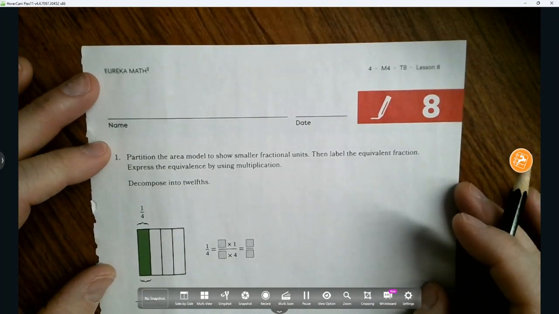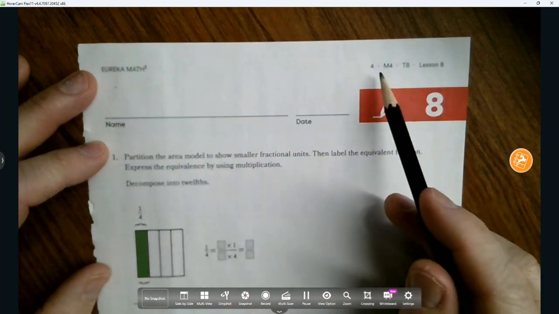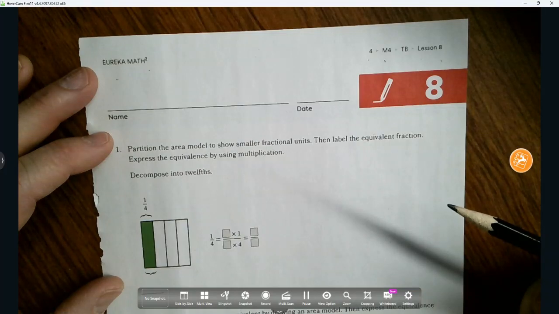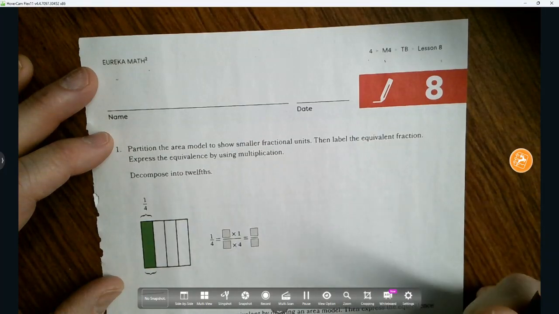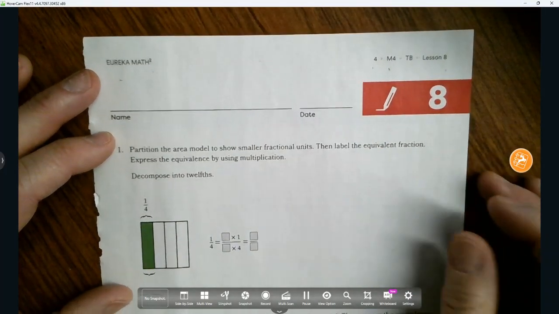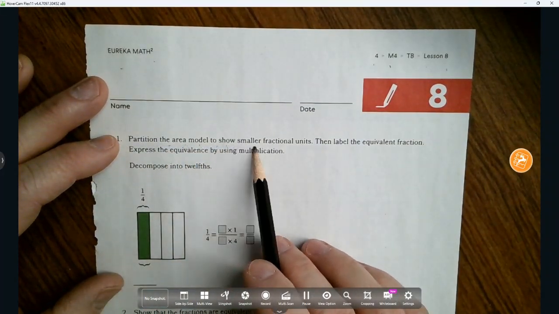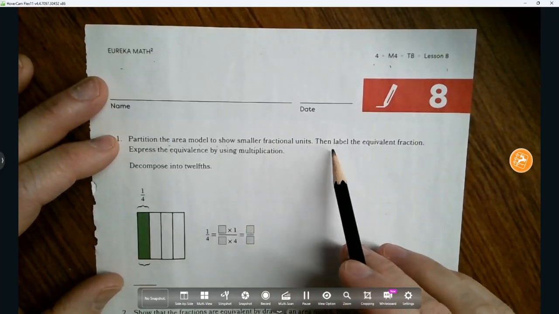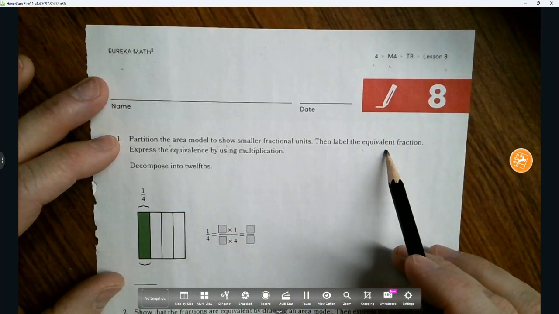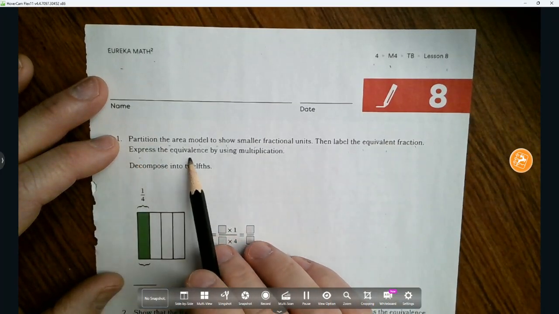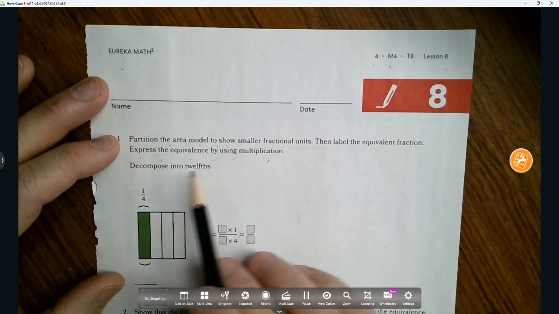All right, let's get into today's Eureka Math Squared, fourth grade, Module 4, Lesson 8. We're on pages 49 and 50 today. Partition the area model to show smaller fractional units. Then label the equivalent fraction. Express equivalence by using multiplication.